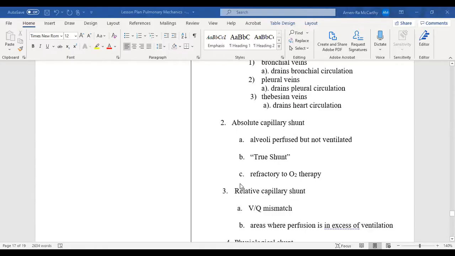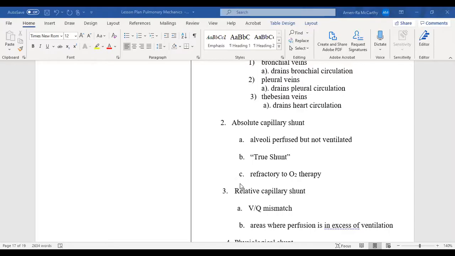Okay, the next type of shunt will be an absolute capillary shunt. This is also known as a true shunt. This is when there are alveoli that are perfused but not ventilated at all. Remember, we said we have some shunts where there's perfusion, but maybe a little bit of ventilation, right? Just a little mismatch can still be called a shunt. We got perfusion, but not enough ventilation, so we can call it a shunt.